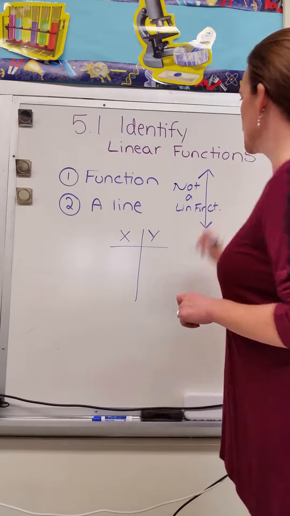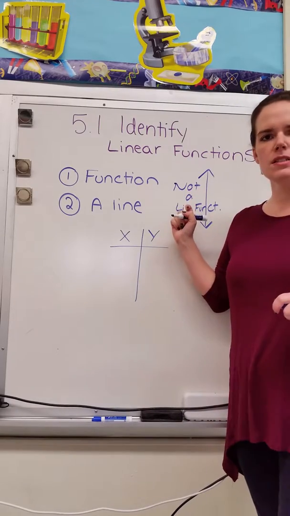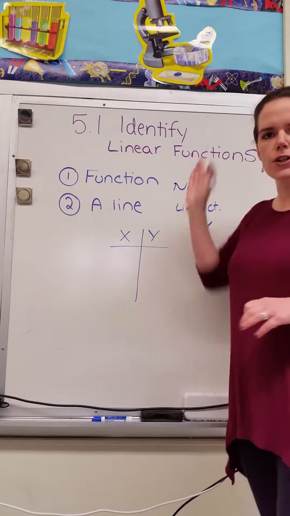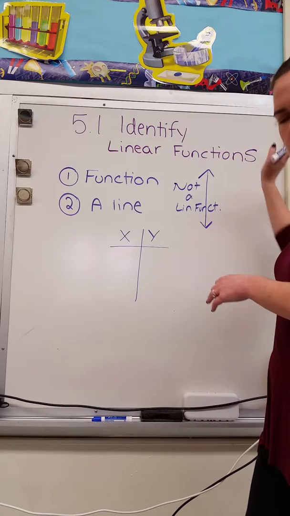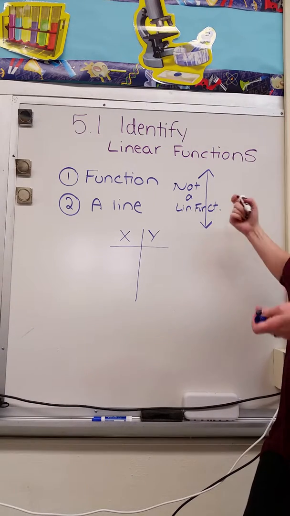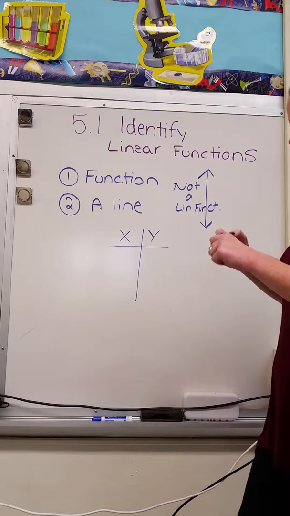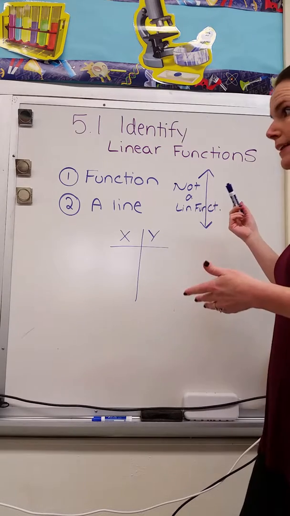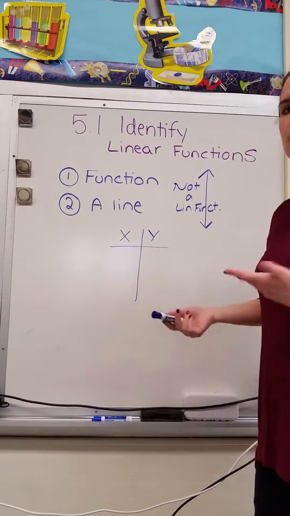The reason that the vertical line isn't a linear function is because, do you remember that vertical line test for functions? Well, this doesn't pass that vertical line test, so this can't be a function. Any other line that you see on a graph is going to be a linear function.